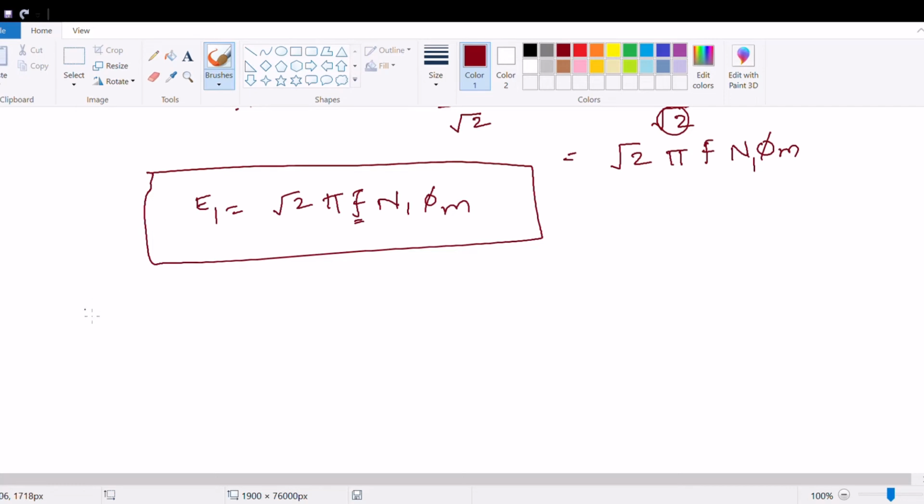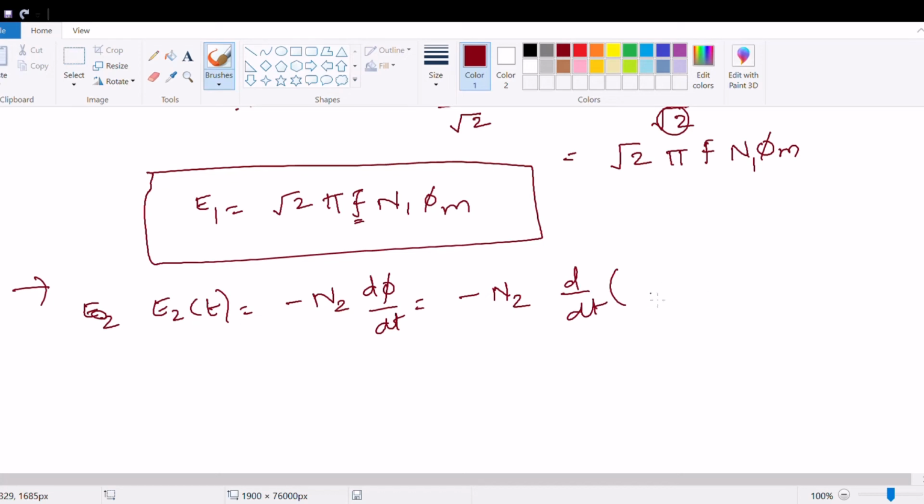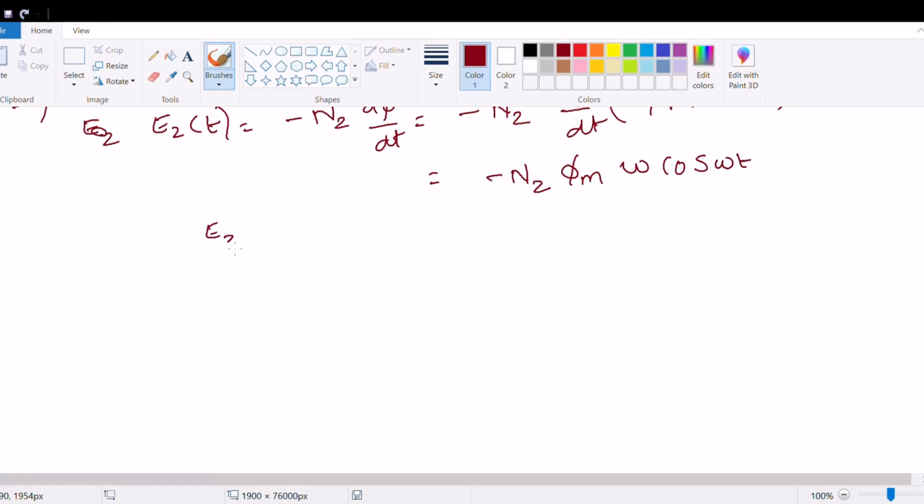So now in case of the secondary winding, E2 of t is equal to minus N2 d phi by dt. For minus N2 d by dt of phi m sine omega t, same phi m. So same formula, minus N2 phi m, it is a time variant, not a space variant, so cos omega t. So therefore maximum value E2 maximum is equal to N2 phi m omega.